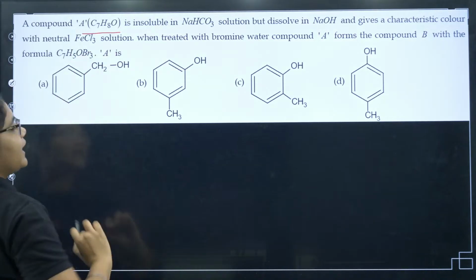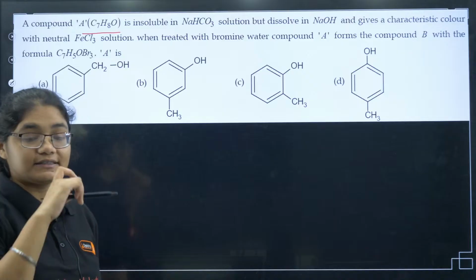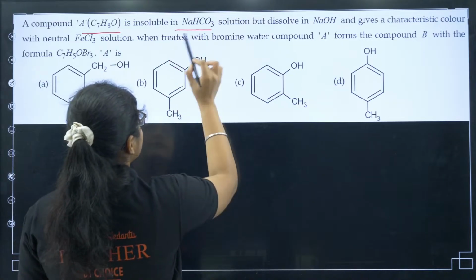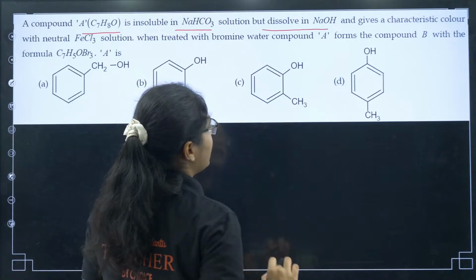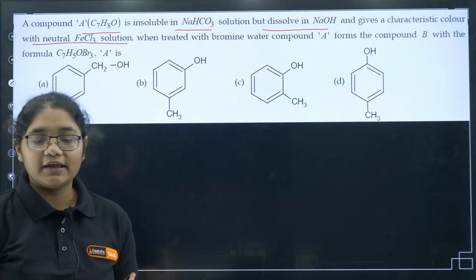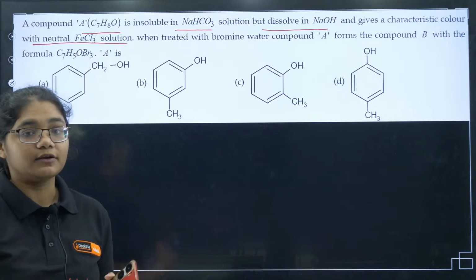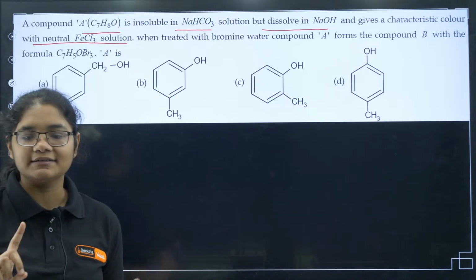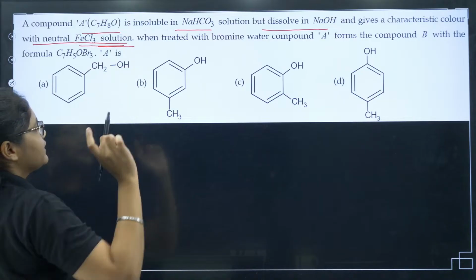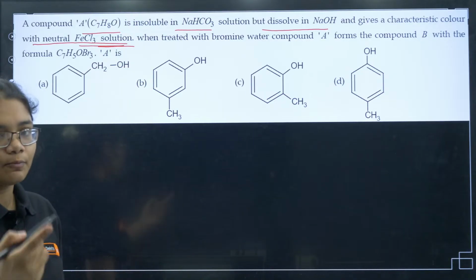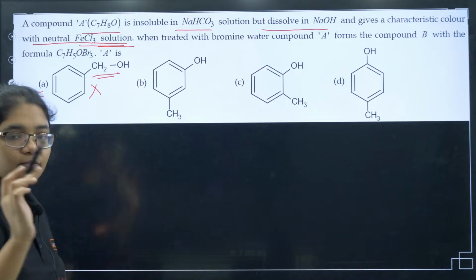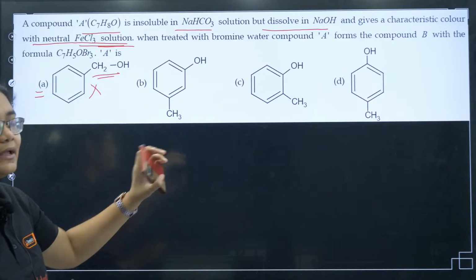A compound C7H8O, whenever you see carbon C7H8O, meaning more than 6 carbons, definitely benzene will be present, is insoluble in NaHCO3 but dissolved in NaOH and gives a characteristic color with neutral FeCl3 solution. So if anything is giving a characteristic color with neutral FeCl3 solution, that means it has a phenol group. Only in that case will neutral FeCl3 solution show a positive test. So phenol group is confirmed, and I can see in option A there is no phenol group. So from the first line itself we can eliminate option A.